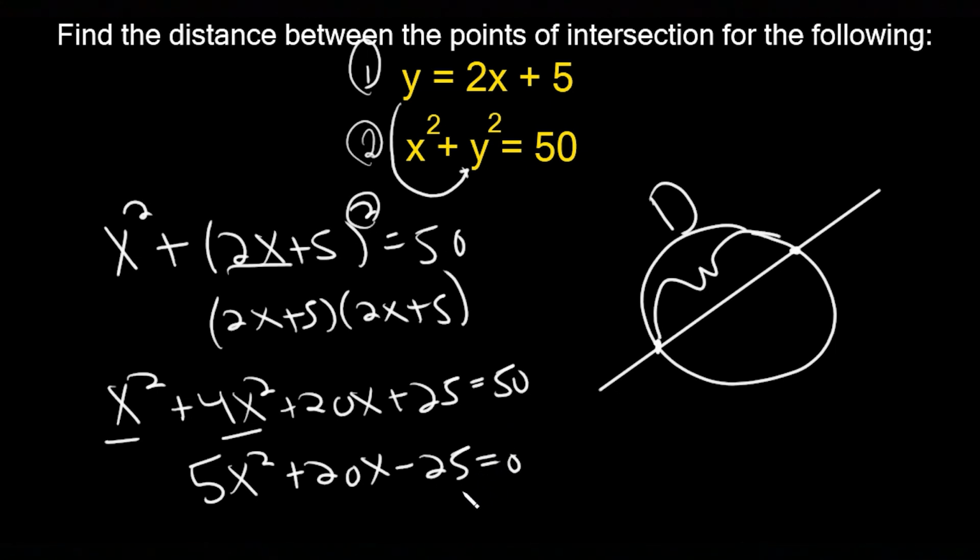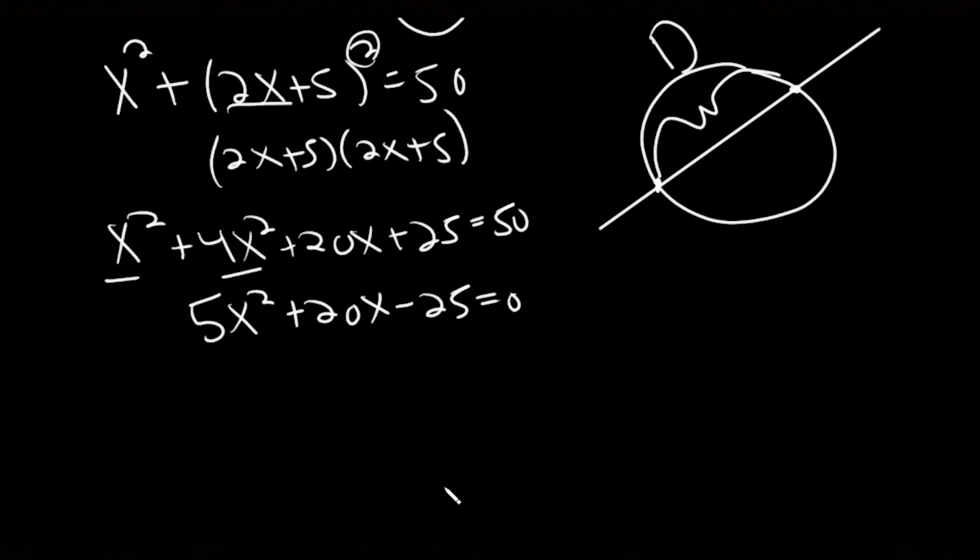And I can pull out a greatest common factor here. I can pull out 5. Okay, so for example, I'm going to scroll down, that way I have room to continue on with the problem. I'm going to pull out a 5. So pulling out a 5, that leaves me with x squared plus 4x and then minus 5 equal to 0.